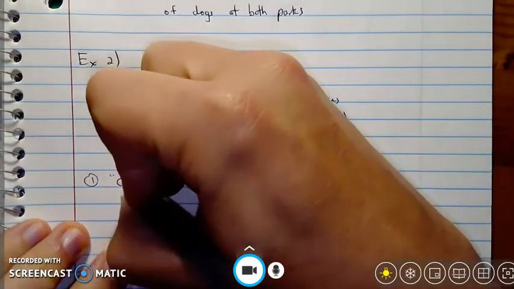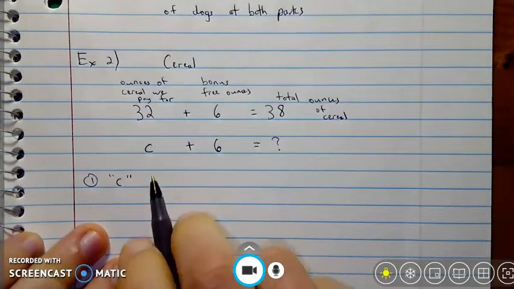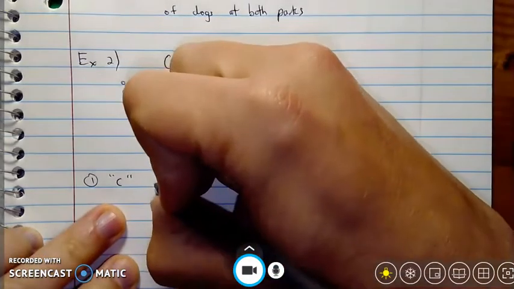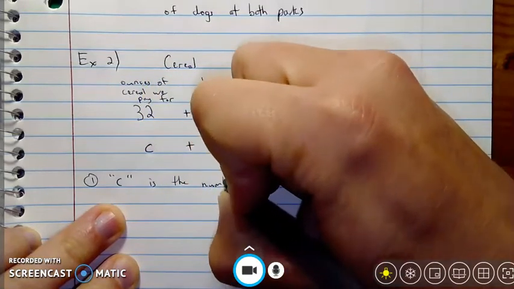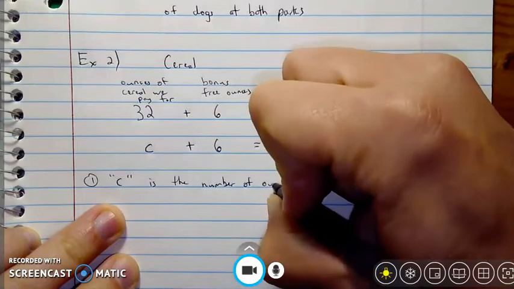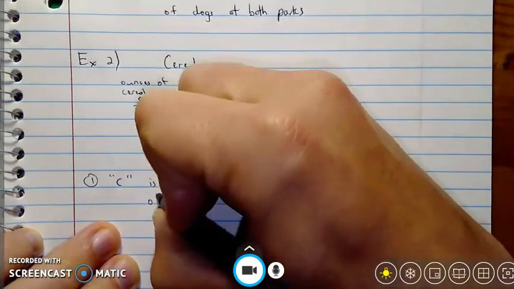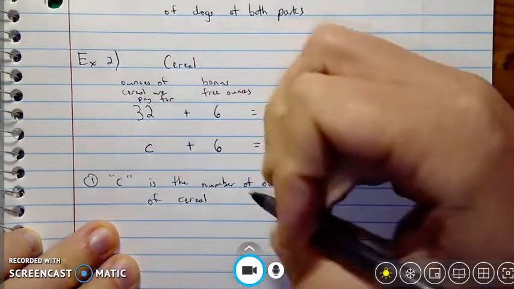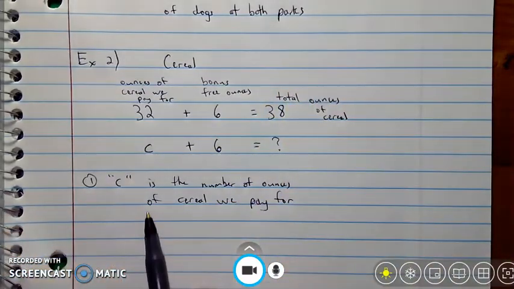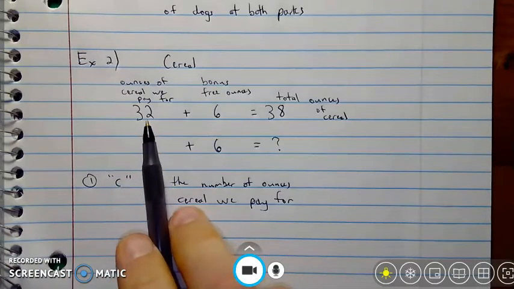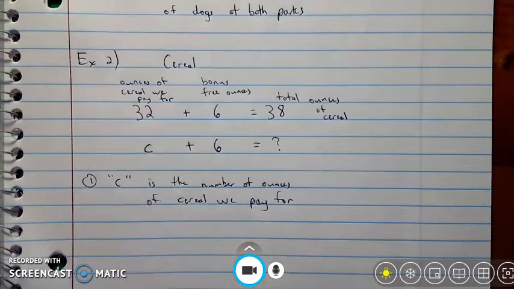So the first thing we want to know is, what does C represent? C is the unknown value. It represents, C is the number of ounces of cereal we pay for. So maybe we pay for 32 ounces of cereal. Maybe we pay for 20 ounces of cereal and it's a smaller box. But that unknown value that we just don't know because it's the variable, that's the number of ounces that we pay for.